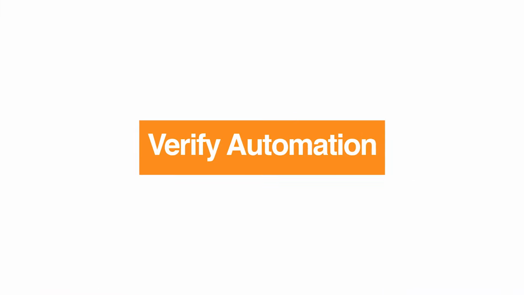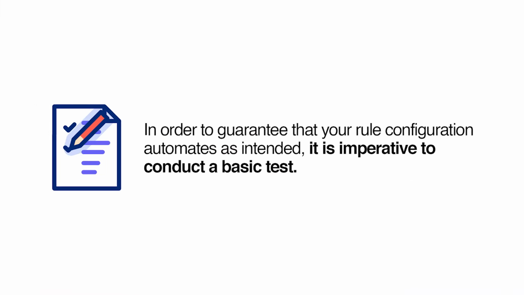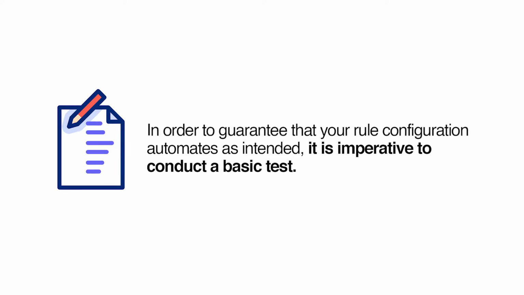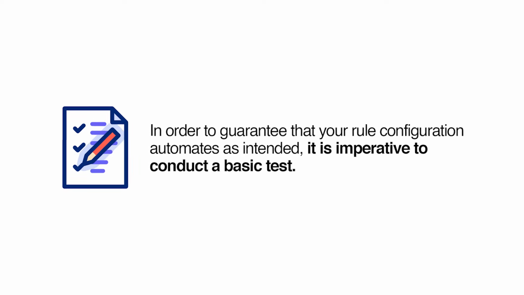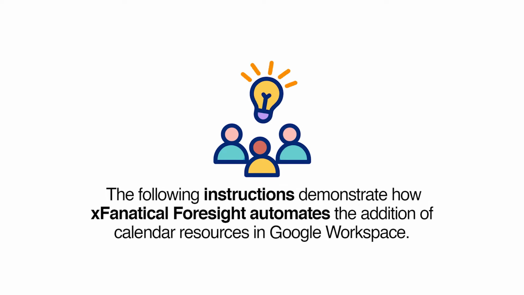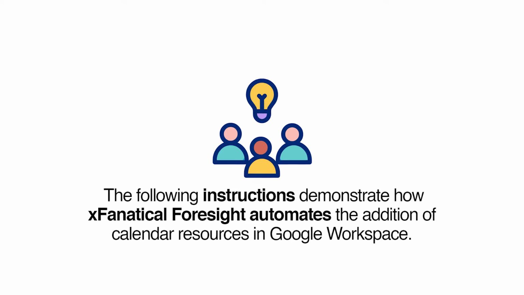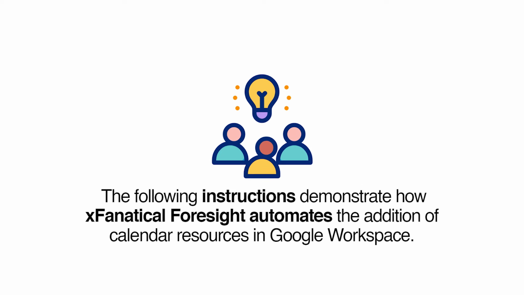Verify automation. In order to guarantee that your rule configuration automates as intended, it is imperative to conduct a basic test. The following instructions demonstrate how xFanatical Foresight automates the addition of calendar resources in Google Workspace.